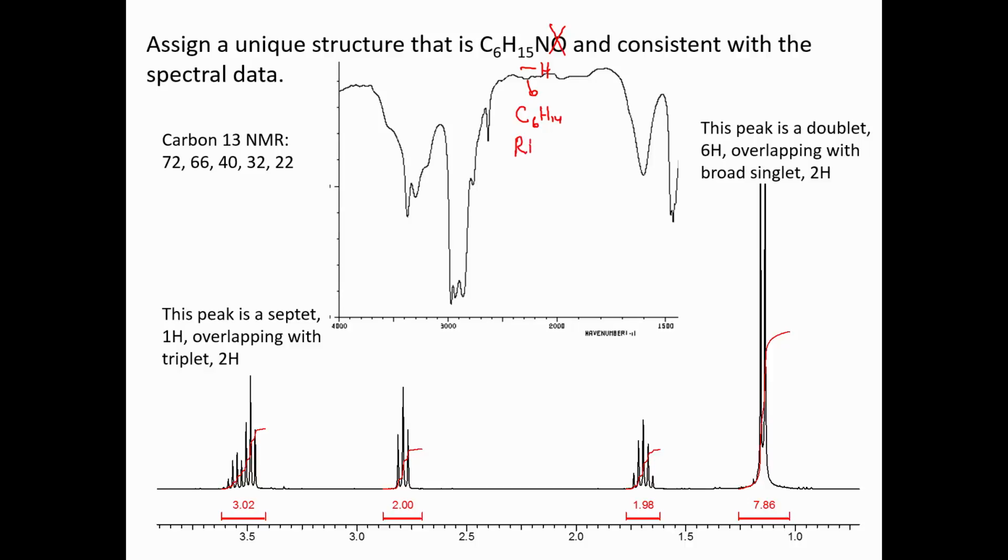So rings plus multiple bonds equals 6 times 2 plus 2 minus 14, over 2. And if you look at this equation, it adds up to 0. This is a molecule that has no multiple bonds and no rings. Okay, so it's a completely acyclic molecule without any rings or double bonds. It does have an oxygen and a nitrogen.